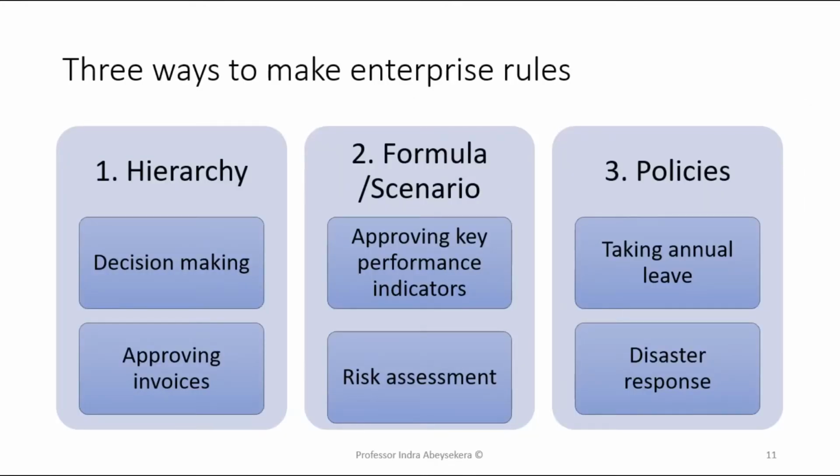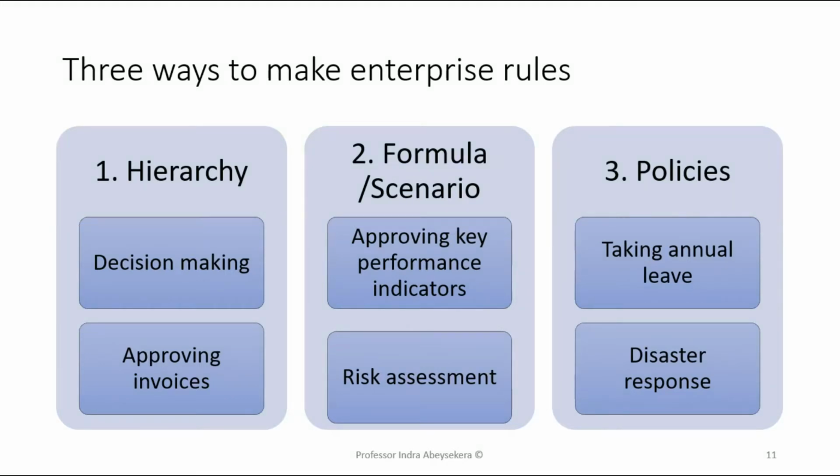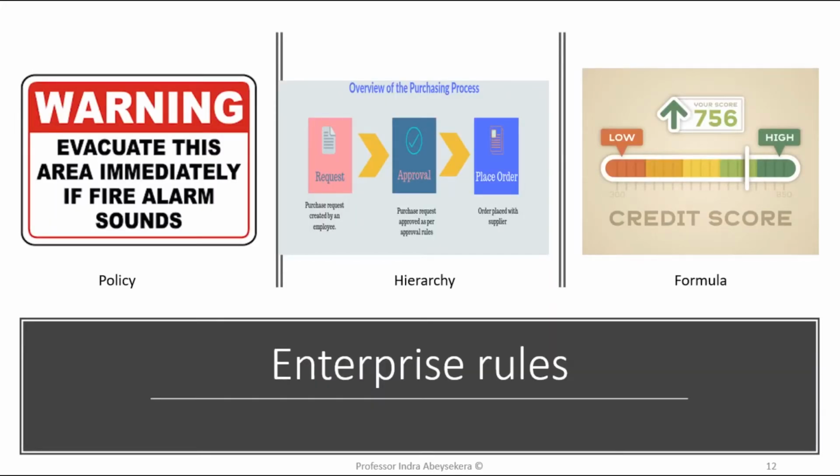An enterprise follows 3 rules before accepting data. These rules are independent rules but can be used in combination in accepting data. The first rule is the hierarchical rule. The hierarchical rule is about making decisions and, for example, approving invoices. Formula or the scenario rule is about approving key performance indicators or to manage risk. The third are about policies, and these policies relate to things like annual leave, sick leave, and disaster responses on health and safety aspects in the enterprise. Let's take some examples of these enterprise rules.